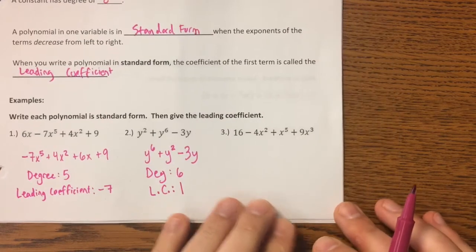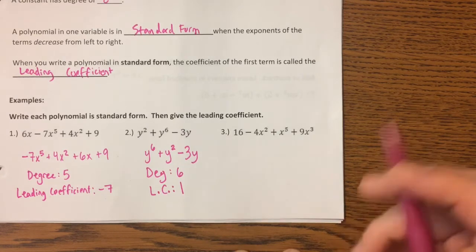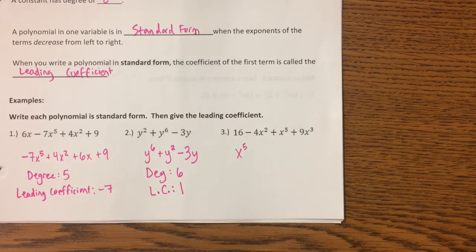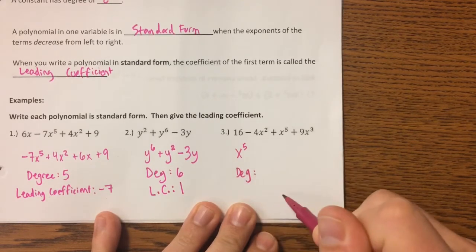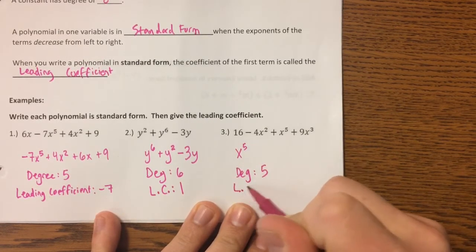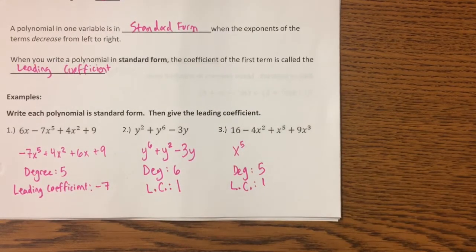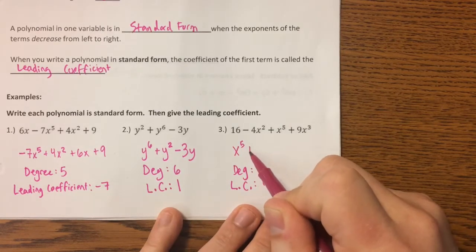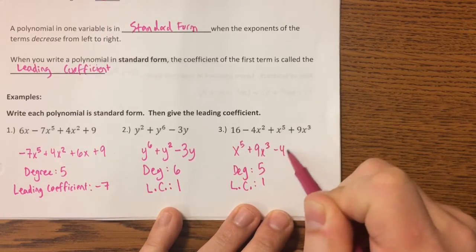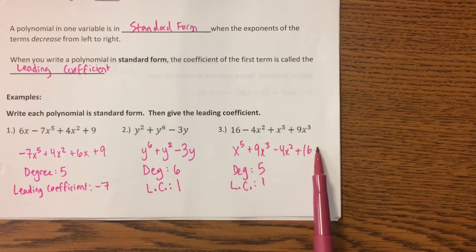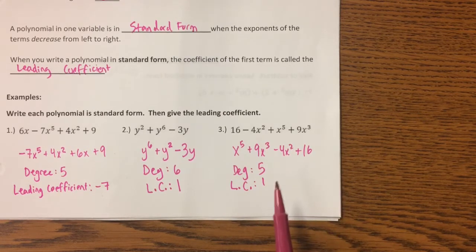For number 3, what's going to be the leading term? X to the fifth. And once you identify that leading term, you can answer the follow-up questions without really getting the rest of the polynomial right. What's the degree going to be? 5. And what's the leading coefficient? 1. You can do that right as soon as you identify the first term. So x to the fifth plus 9x cubed minus 4x squared plus 16. So this is the standard form. And then we're going to start classifying these polynomials based on their degree and leading coefficient.